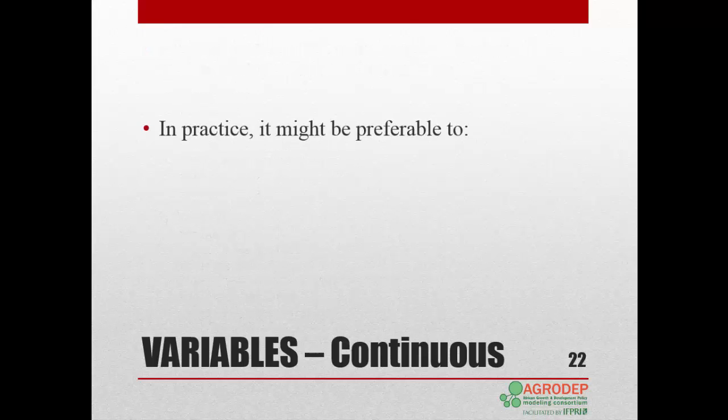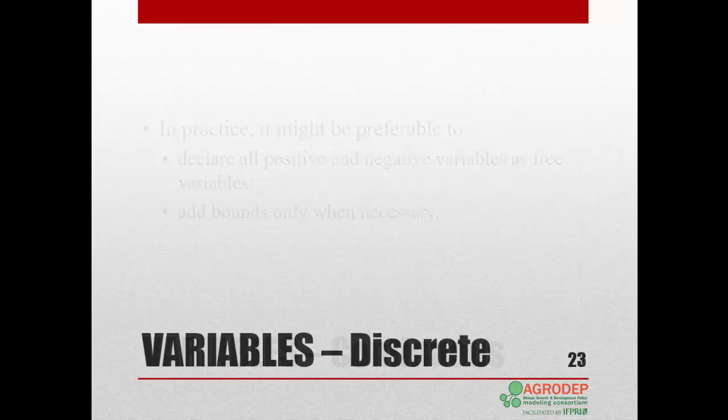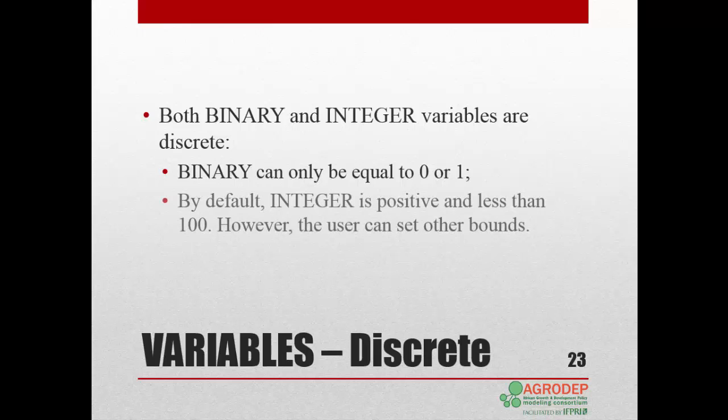In practice, it might be preferable to first declare all positive and negative variables as free variables and add bounds when necessary. Both binary and integer variables are discrete variables. Binary can only take the value 0 or 1. By default, integer can only take values from 0 to 100. The user can set other bounds.